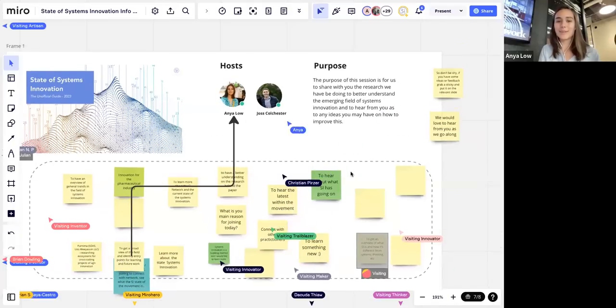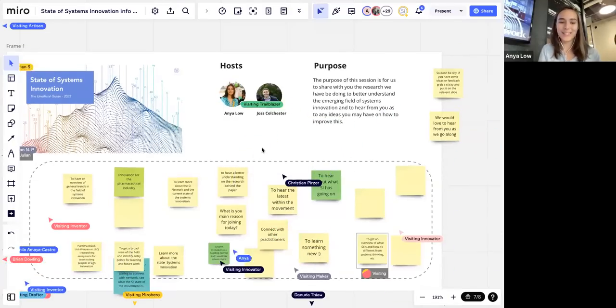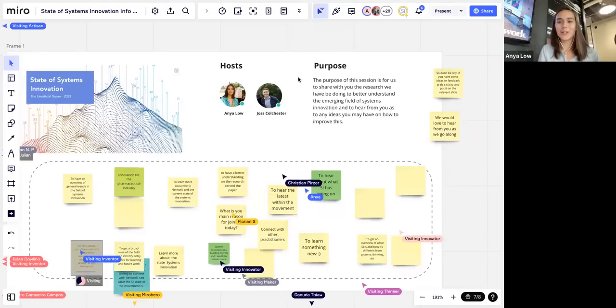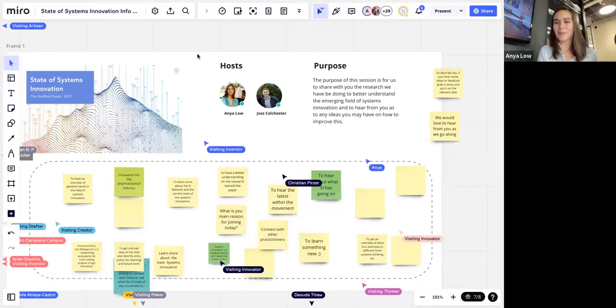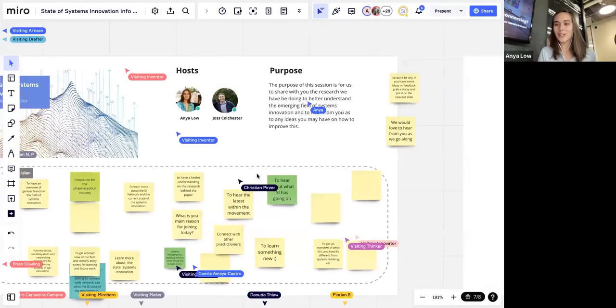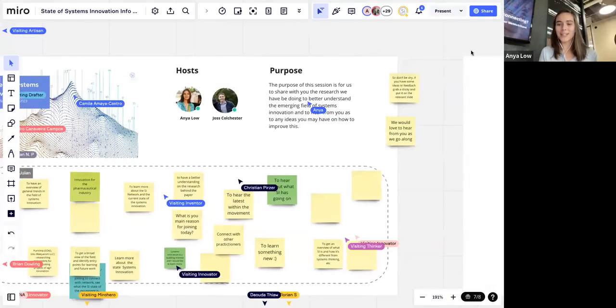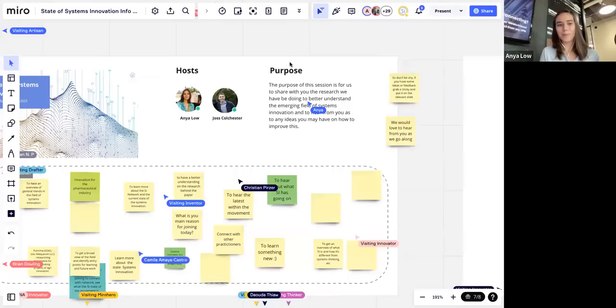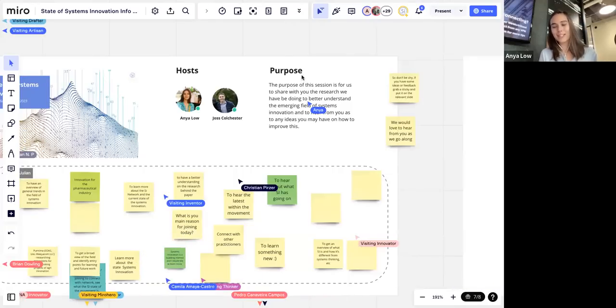So thanks everyone for writing down all your comments. I think we got to know you quite well already and hope to get to know you better. So I'll pass this on to Jos Colchester, who started this SI network 8 years ago and will explain more about the state of systems innovation from the SI network's perspective.